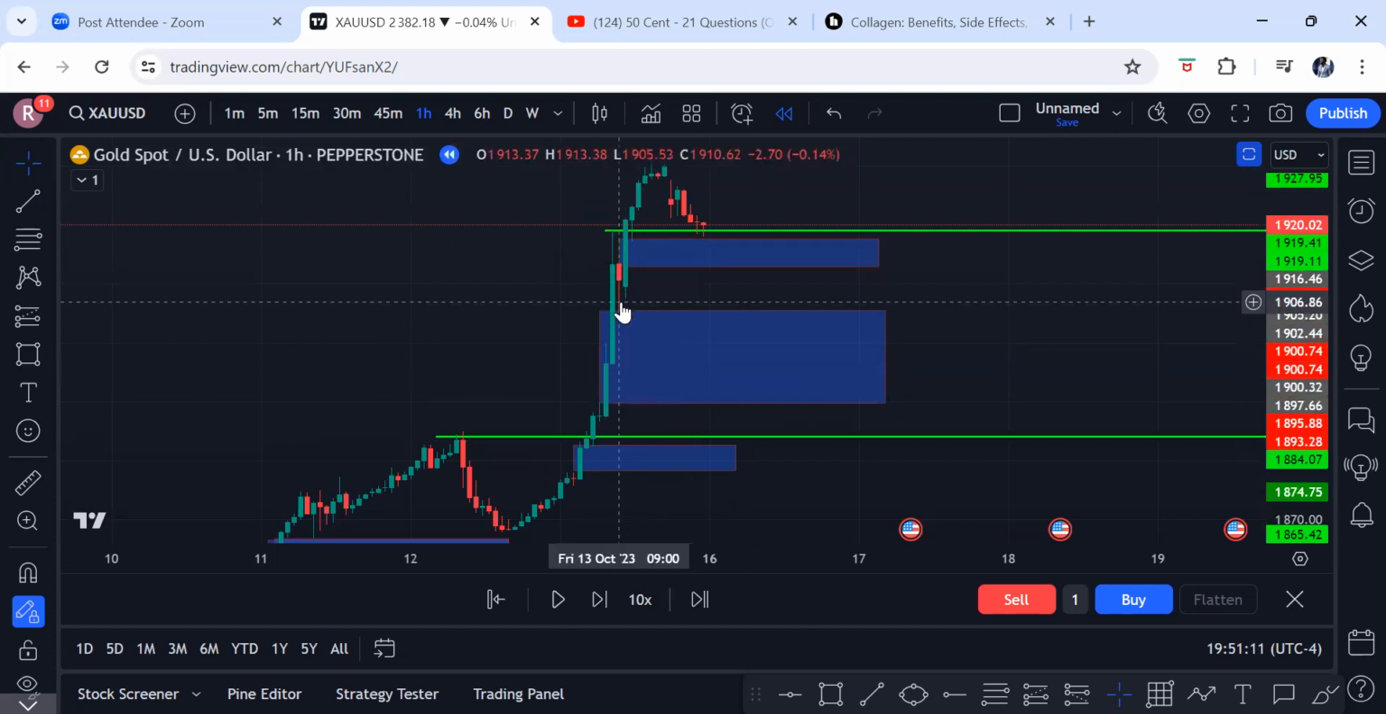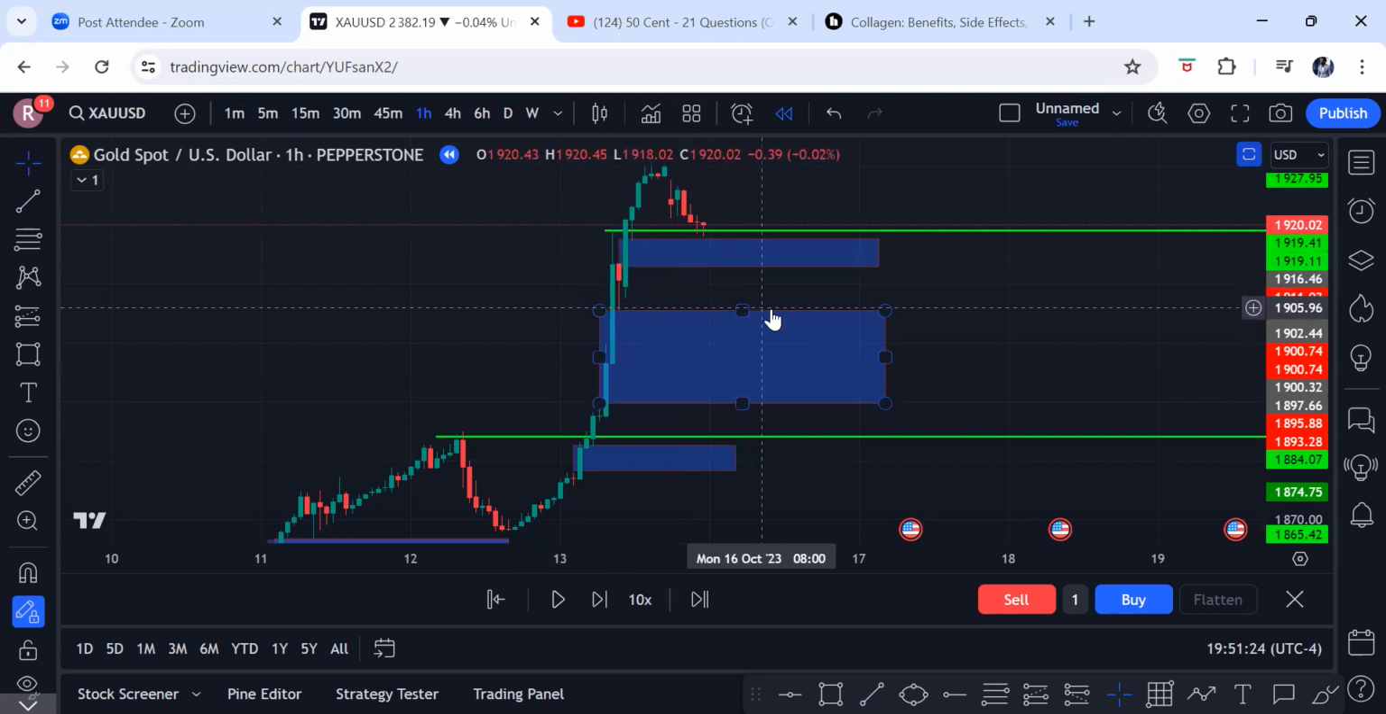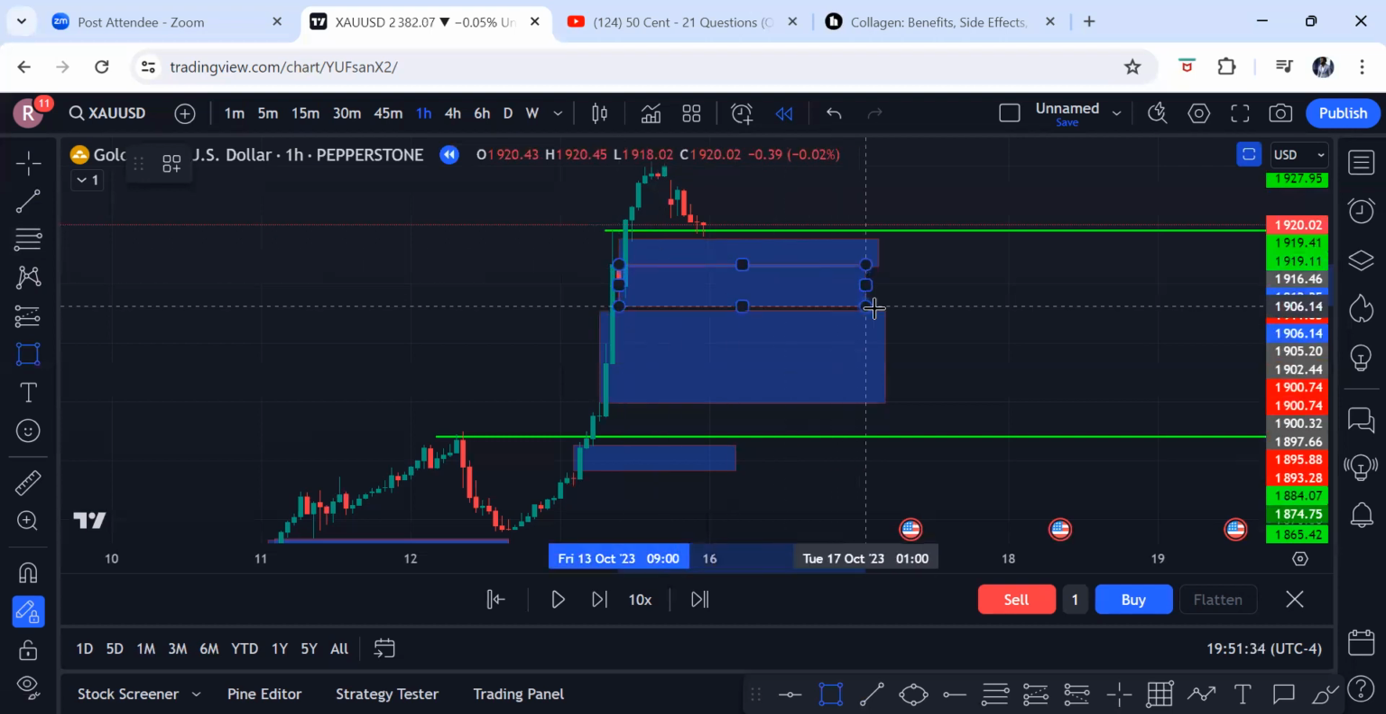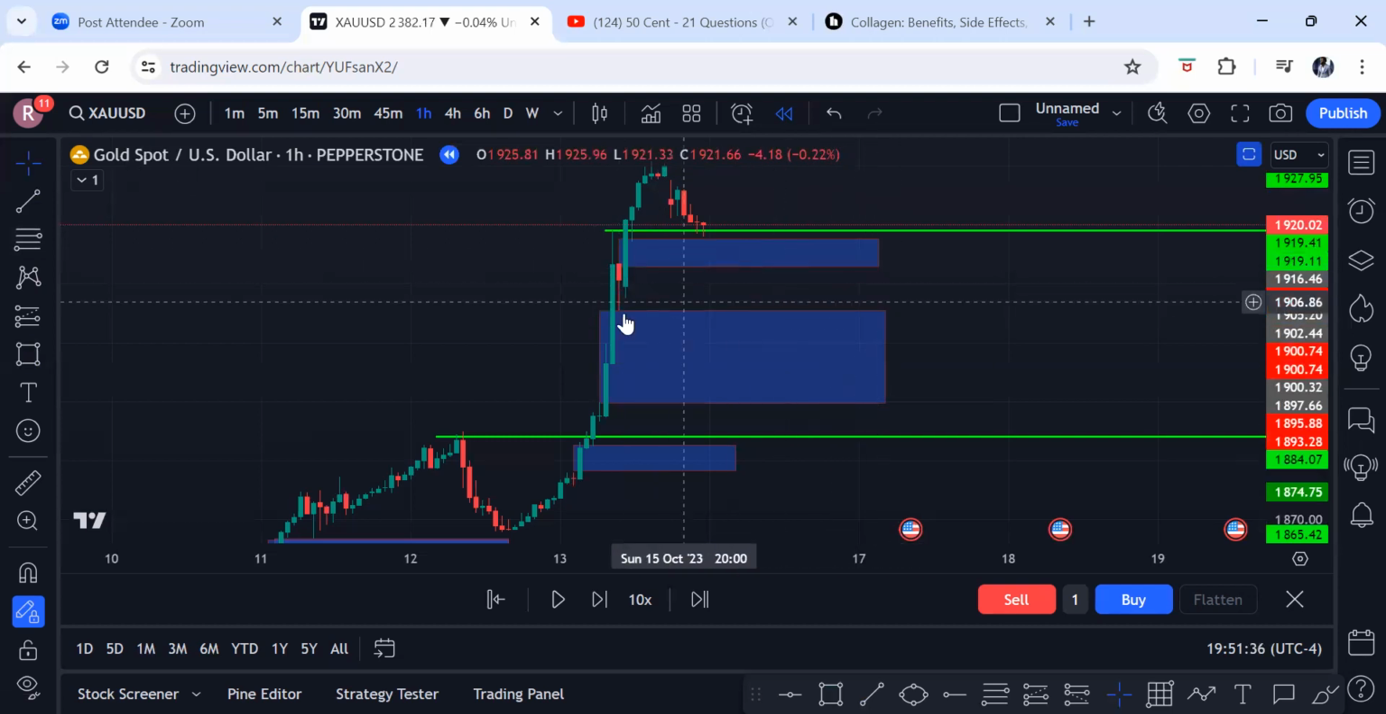So here is another break of structure. We look for the imbalance in this break of structure here, and we see price already looking to come back down. So probably at best, we may get an entry in this order block right here. We may see price coming down into that area and then buying again.